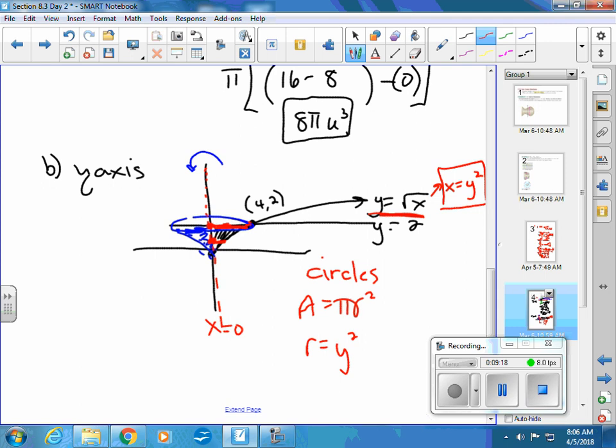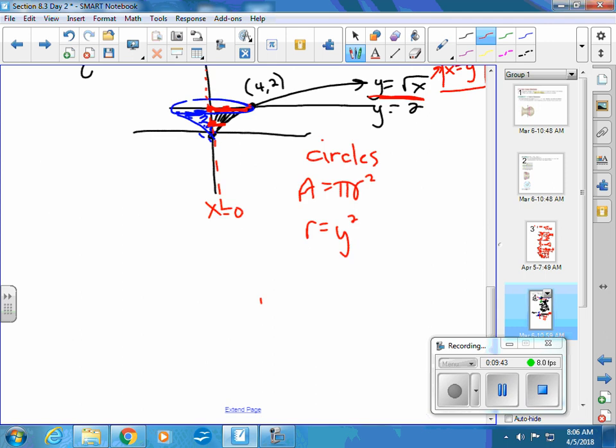So going around the y-axis or any vertical line, because the y-axis is a vertical line, anytime I go around any vertical line at all, I have to have the equation solved for x. If I'm going around any horizontal line, including the x-axis, I'm going to have the equation solved for y. So then from there, I just set it up. I have volume equals integral of pi r squared, (y squared) squared, dy.